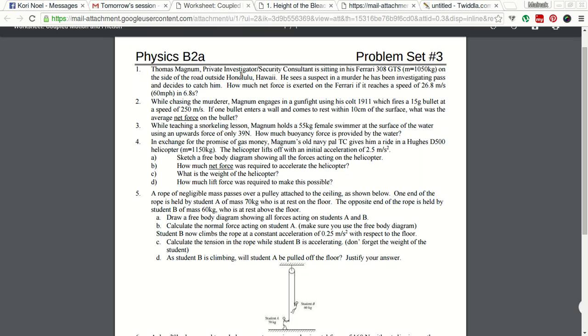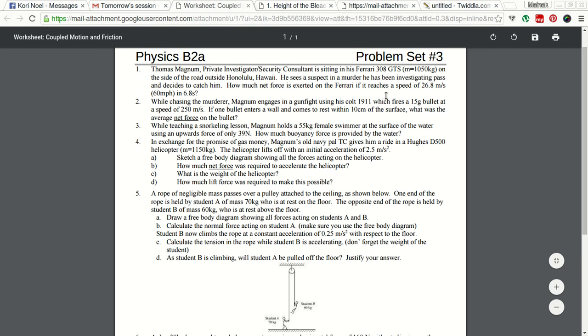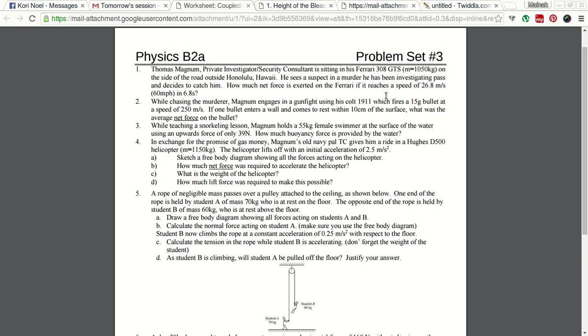Well, I can give you the information, but I don't know how to solve the problem. No, you don't have to solve the problem. That's why I'm here. But you have to tell me at least whatever you get from here, so that I understand from where I have to start. Okay, so the mass is 1,050 kilograms. The speed of the car is 26.8 meters per second.